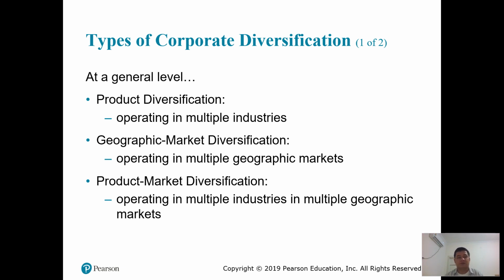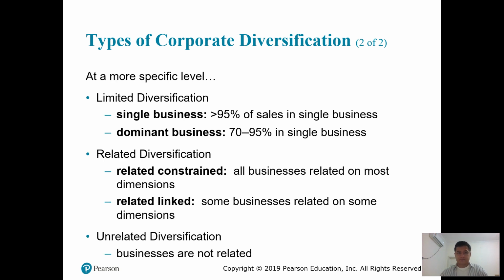So, types of corporate diversification. At a general level: product diversification, operating in multiple industries; geographic market diversification, operating in multiple geographic markets; and product market diversification, operating in multiple industries in multiple geographic markets. At a more specific level: limited diversification, with single businesses having 95% of sales in a single business and dominant businesses having 70 to 95% in a single business; related constrained, where all businesses are related on most dimensions; related linked, where some businesses are related on some dimensions; and unrelated diversification, where businesses are not related at all.